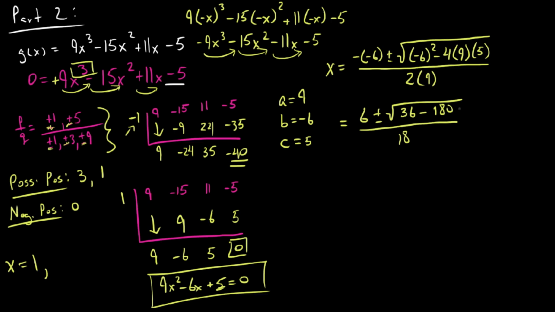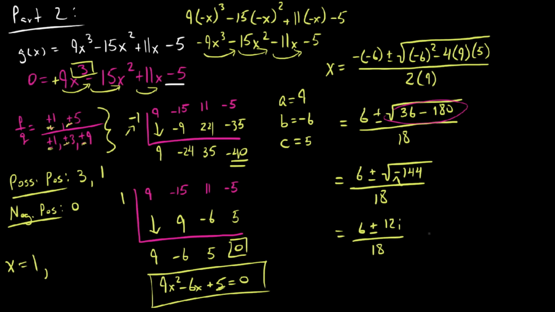But what you're going to notice here is that the inside of this, our discriminant, is negative. So what we know we're going to be producing are 2 imaginary or complex roots. So we say 6 plus or minus. Now 36 minus 180 is conveniently negative 144. This is all over 18. I say conveniently because the square root of 144 is 12, and since this negative is in here, we'll call this plus or minus 12i all over 18.